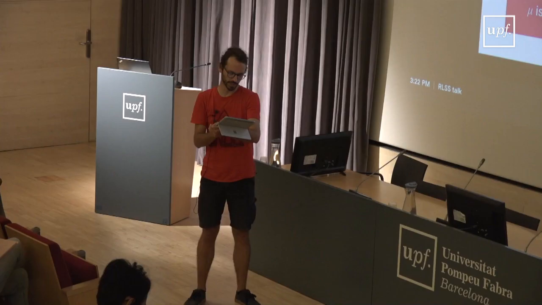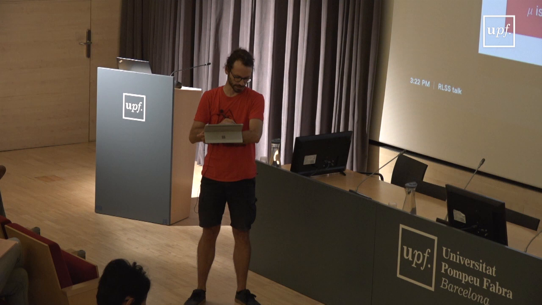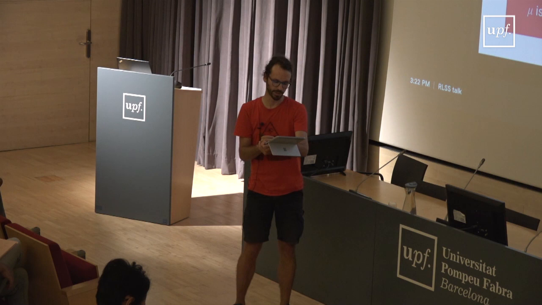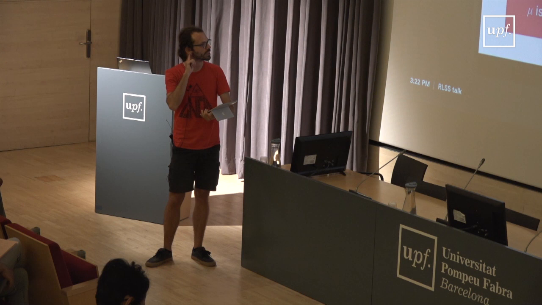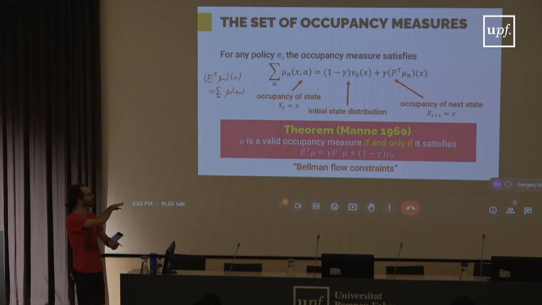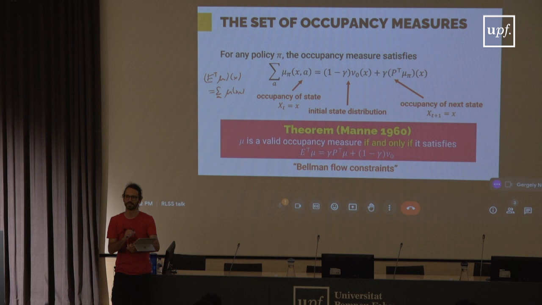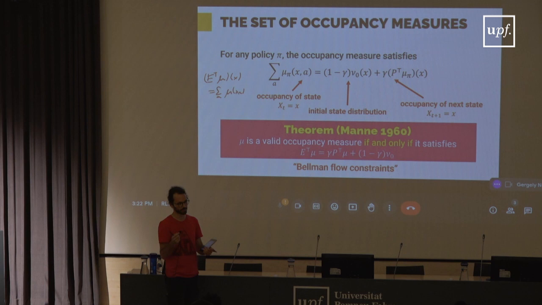The E transpose mu notation is something that just sums out the actions from mu. This is another simple linear operator that allows us to write the system of equations in a very nice compact form. What we know is that every mu satisfies this system of equations, and this is incredibly useful, because now I can turn my optimal control problem, my task of searching through the space of occupancy measures, into a simple linear optimization problem.